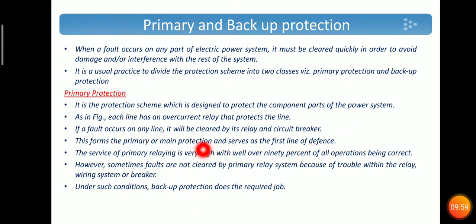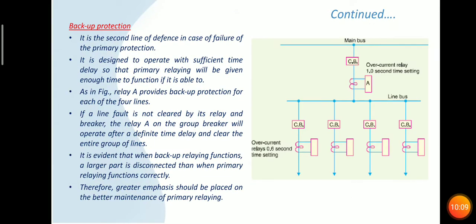But sometimes there may be a chance of fault in the relay system. If the relay fails to operate, in that case backup protection will operate. So backup protection is the second line of defense. It is designed to operate with sufficient time delay so that the primary relay will be given enough time to function.